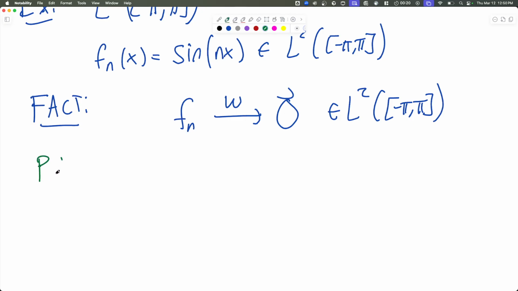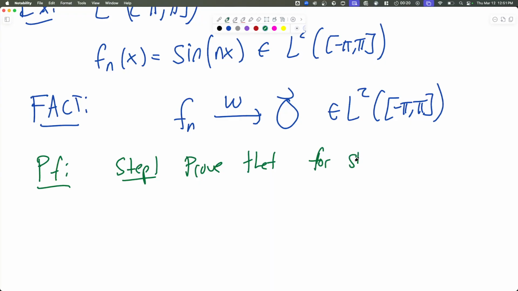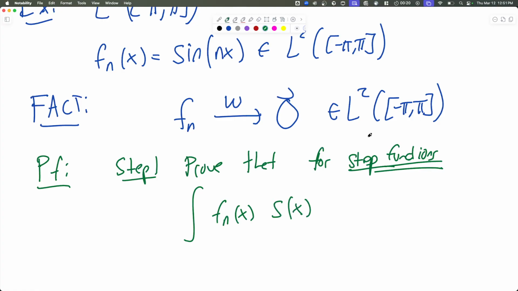Here is the proof. I won't do the proof, but I'll tell you the proof has two parts. Step one: prove that for step functions only, the integral of fn of x times the step function, let's call that s of x, dx, from minus pi to pi, converges to 0. For step functions, you can actually figure out the integral. Not only is it converging to 0, it's 1 over n times something. And that goes to 0.